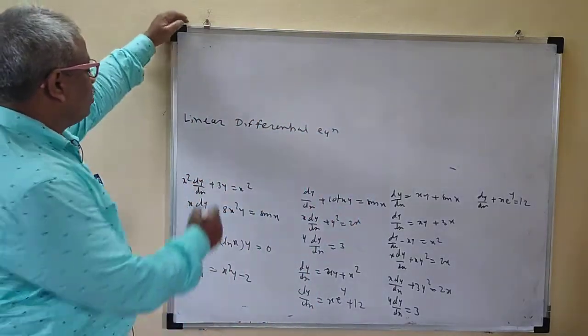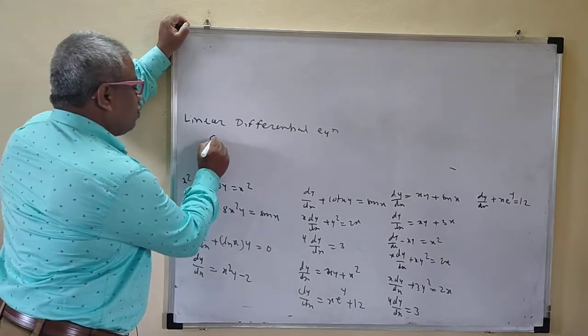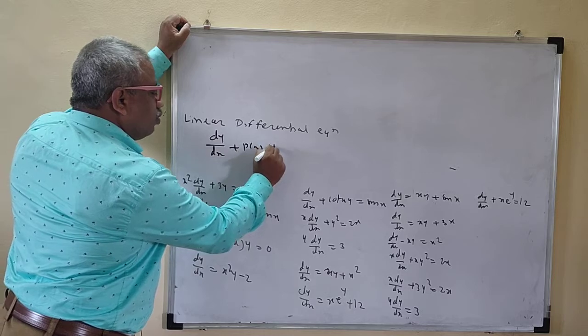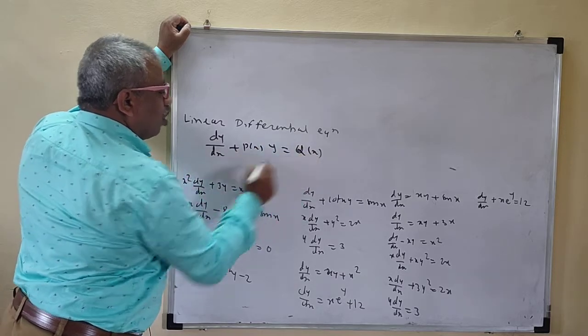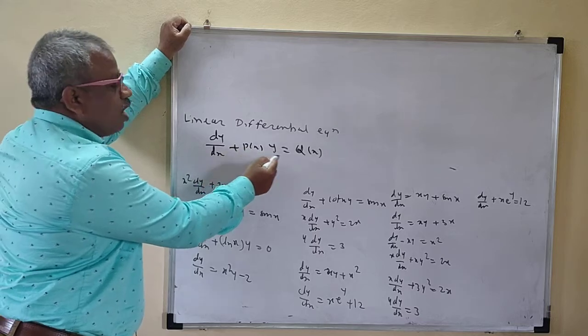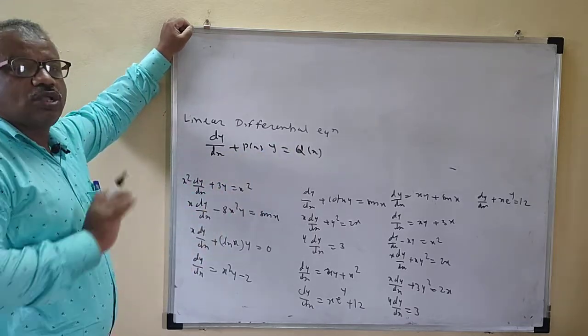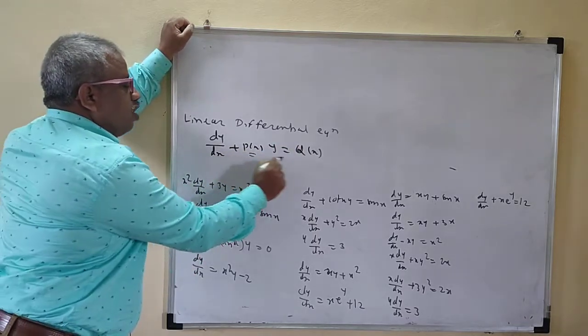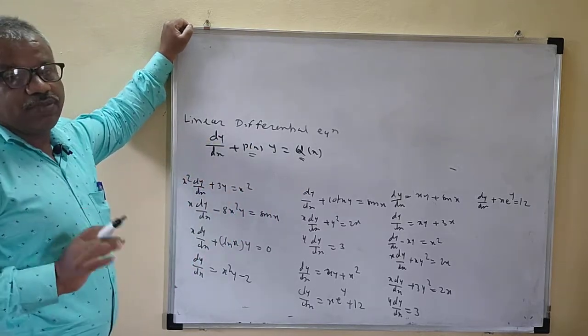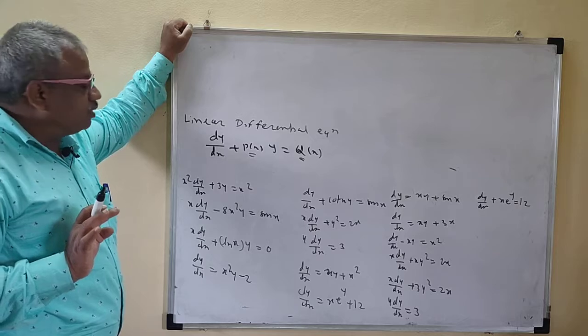So now, linear differential equation. What do you mean by a linear differential equation? A differential equation of the form dy by dx plus some function of x times y is equal to a function of only x. This P of x and Q of x are functions of only x. Such a type of differential equation is called a linear differential equation.